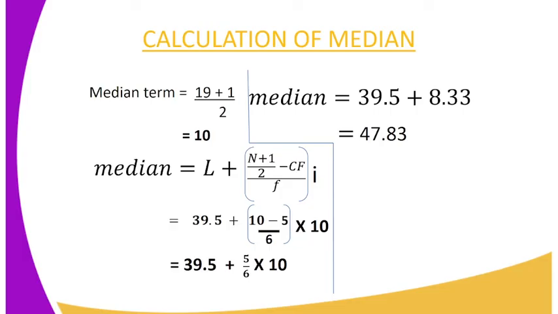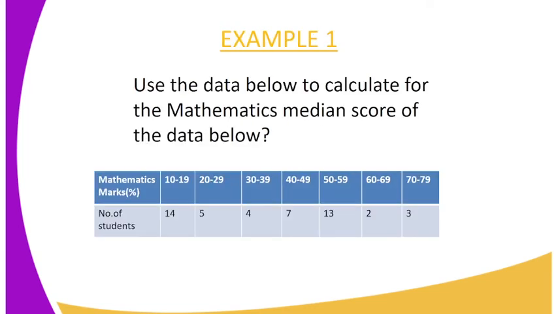And therefore, after you calculate the value here, 5, you divide by 6, you multiply by 10, you will get 8.33. Then finally you take that value, you add it to 39, as you can see, and the median becomes 47.83.